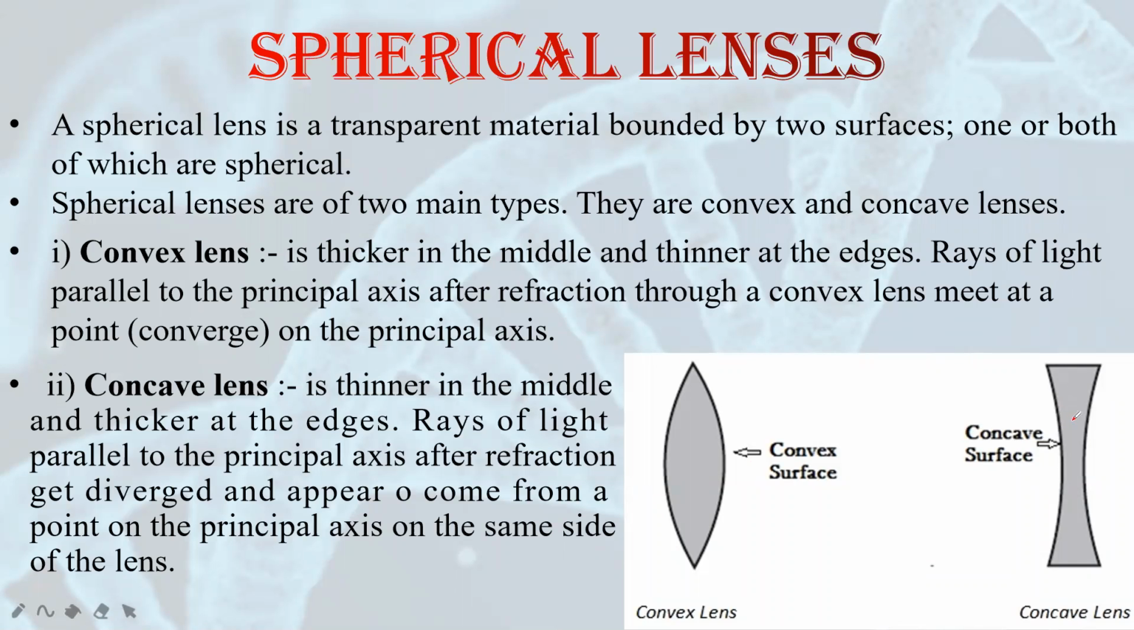Now if the lens is thin in the middle and thick at the edges, and both the sides are towards the inner area, then such a type of lens is known as a concave lens. And this concave lens is also known as a diverging lens, because the rays of light get diverged over here.